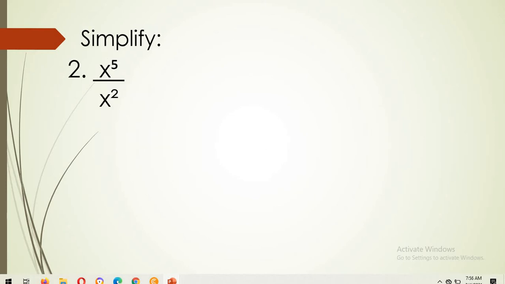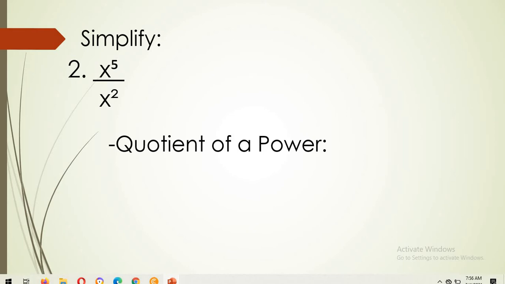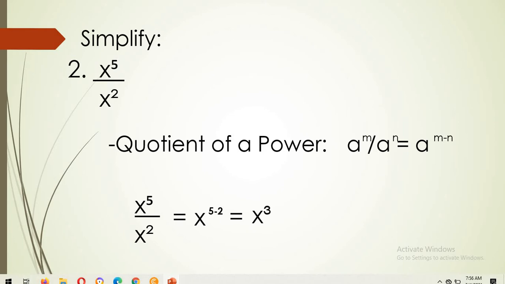Another example is x raised to 5 over x raised to 2. So, this time, our operation is division. So, we will apply quotient of a power. So, kapag division and same base siya, all you need to do is to subtract the exponent. So, just copy the base, then subtract the exponent, which is 5 and 2. So, yung answer mo will become x raised to 3. So, ganun lang siya kadali.